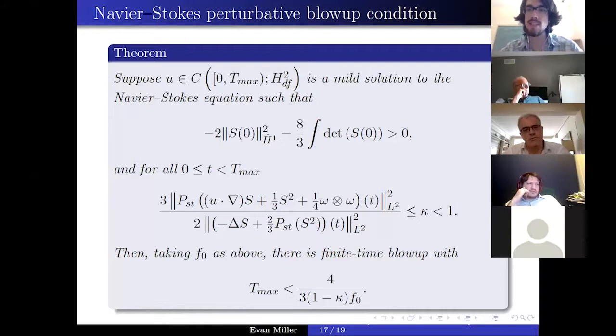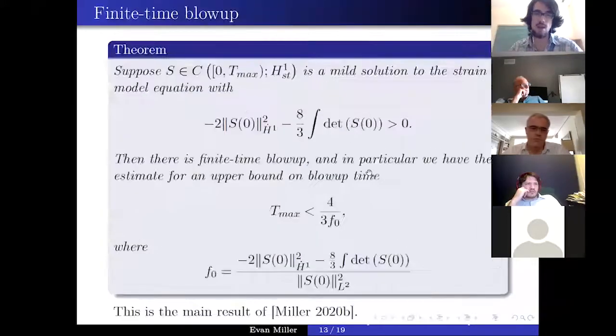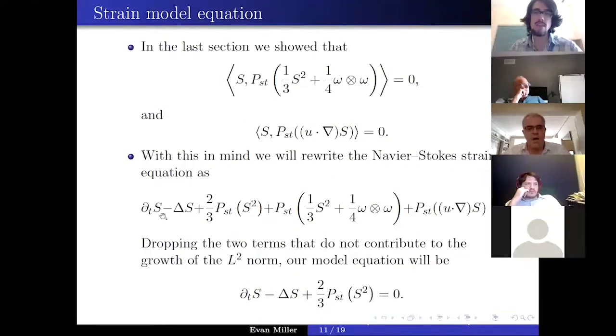The proof of this result is essentially the same as the proof for the model equation. But rather than dropping this term from our estimates, we keep track of all the things involving this term and we use this condition to control it. To go back a few slides, we have this equation. This is the full Navier-Stokes equation, the equation for the evolution of strain. Because you can invert strain to get velocity and take the curl to get vorticity, this determines all of the dynamics. We're saying that if the sum of these two terms is small relative to this term, then we do have blowup.